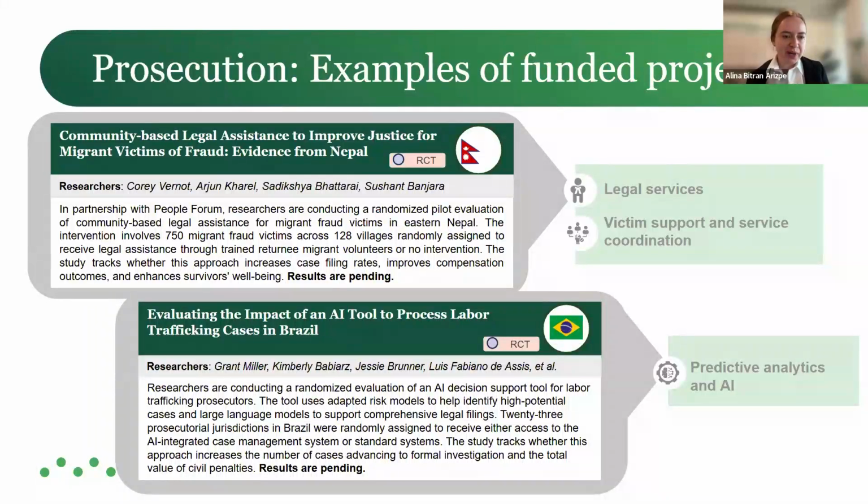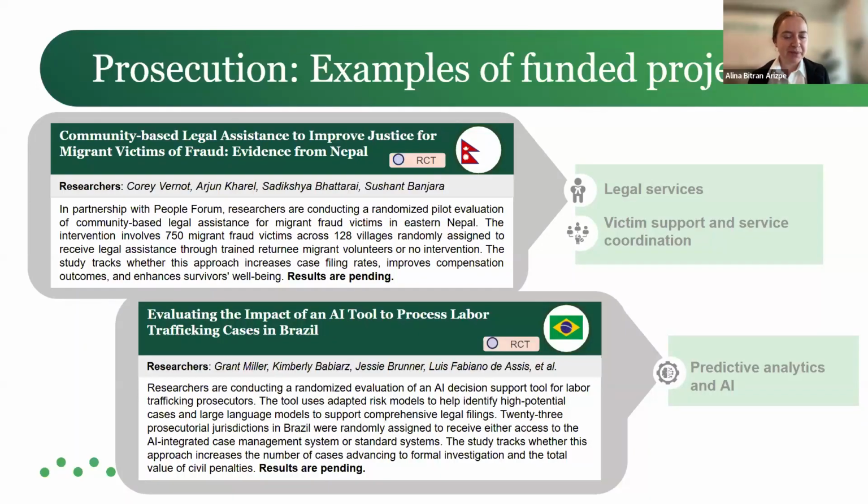So the first project is one in Nepal. This is a community-based legal assistance to improve justice for migrant victims of fraud. This is an evaluation where we want to test whether community-based legal assistance for migrant fraud victims in Eastern Nepal can actually help improve case filing rates and compensation outcomes and ultimately survivor well-being. So this project just began 1 month ago, but we're very excited to see if this can help contribute to this evidence base, this promising evidence base around both legal services and victim support and service coordination.